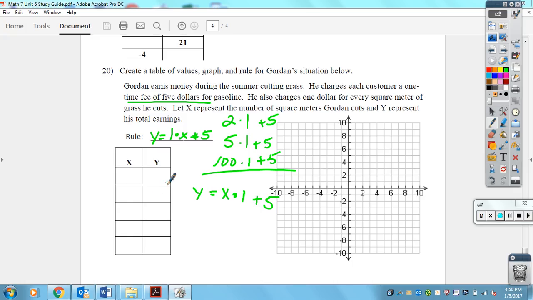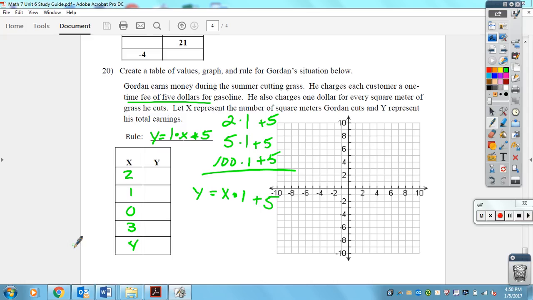Let's plug in some values. We want to do 2, we want to do 1. We can even do 0 meters. Usually we do -1 and -2 meters though. x is -1, -2. But let's think. Can you have a negative amount of grass? Can Gordon cut -1 meter? That doesn't really make sense. So -1 and -2 we're actually not going to have because they don't make sense. These real world situations you've got to think. So let's go up then and do 3 and 4.